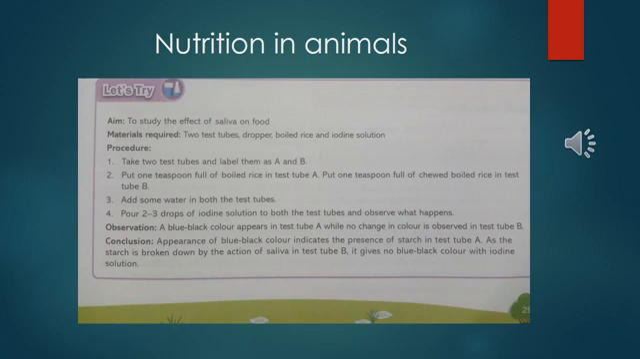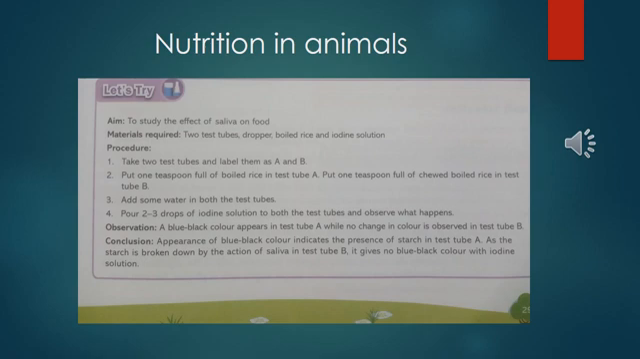Procedure: take two test tubes and label them as A and B. Procedure number 2: put 1 teaspoonful of boiled rice in test tube A. Put 1 teaspoonful of chewed boiled rice in B. So in one test tube you put only boiled rice, and in the other test tube you put chewed boiled rice. After chewing or partially chewing the rice, you put it in test tube B.